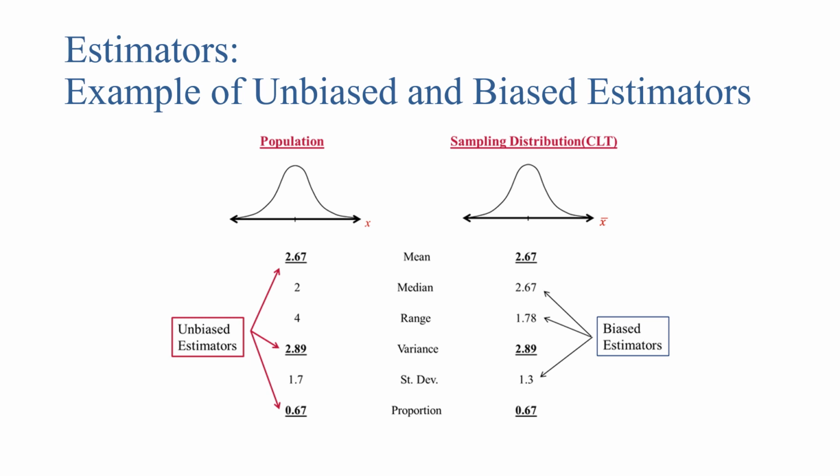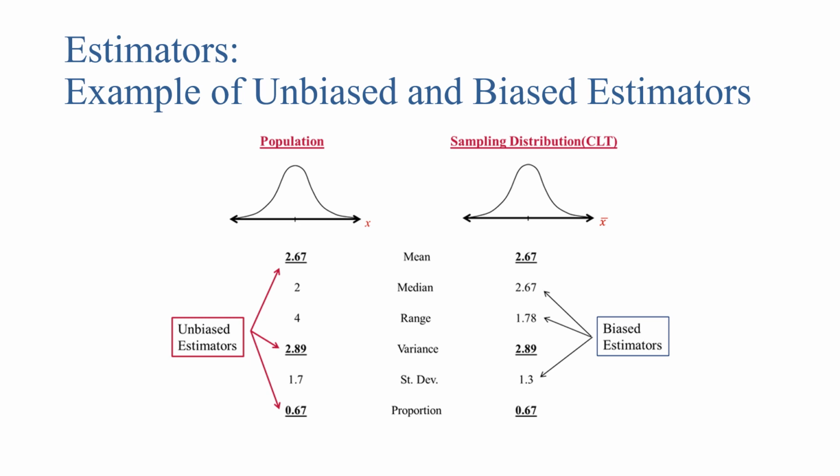On the right-hand side is a distribution of a sample mean, that is, a sampling distribution. Using the CLT, or central limit theorem, we can also calculate the CLT mean, median, range, variance, standard deviation, and proportion. Those values are listed in the right-hand side column. When you compare those two sets of values, you notice that some do match, some do not.